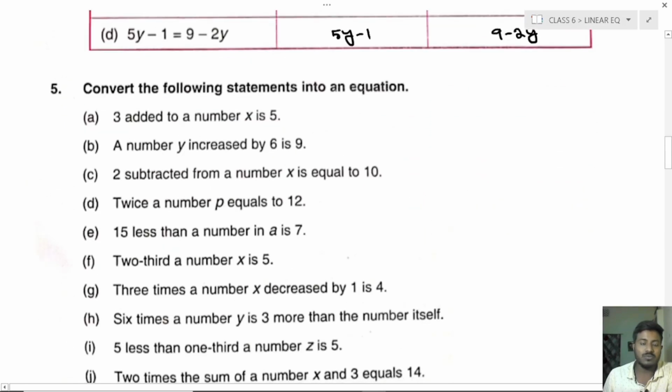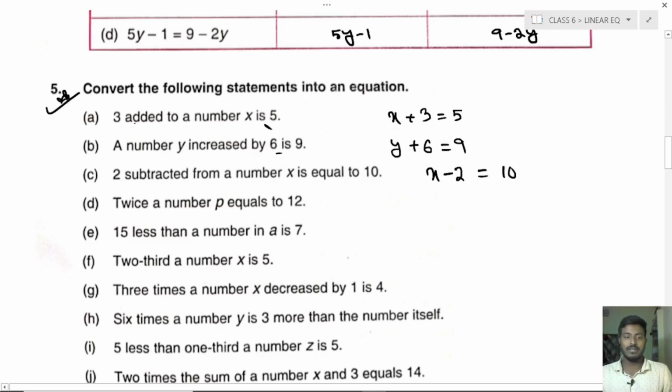Now next question, this is an important question, question number 5. How to solve? 3 added, so plus 3, to a number x, so x plus 3, equal to 5. Similarly, B: a number y increased by 6, so y plus 6 equal to 9. Next, 2 subtracted from x, so x minus 2 is equal to 10.